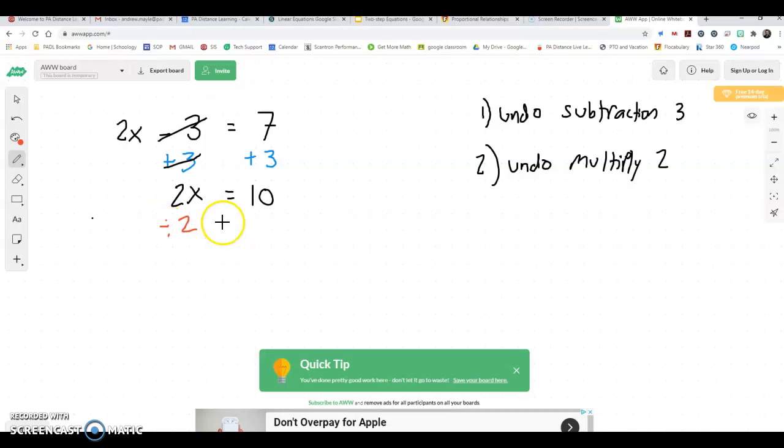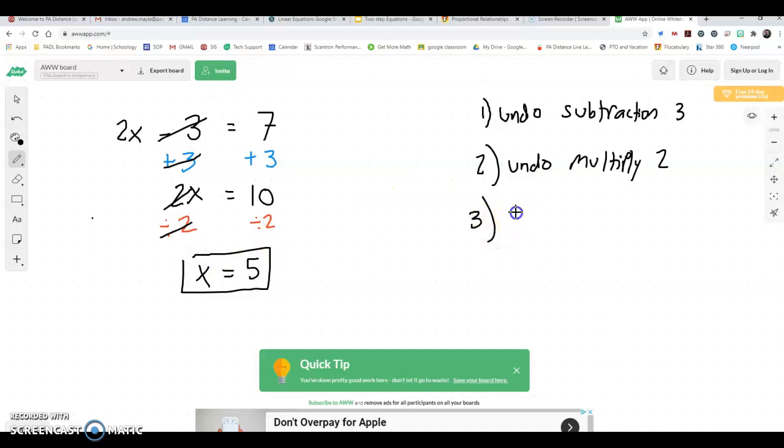So if I divide 2 on the left, I better divide 2 on the right. Multiply 2 and divide 2 cancel. They undo each other. And because the 2's cancel, all I have left is x by itself, which is what I wanted. And on the other side, 10 divided by 2 is 5. 5 is my final answer.